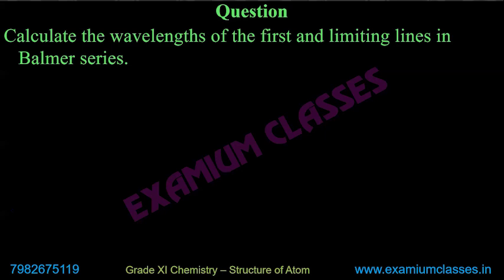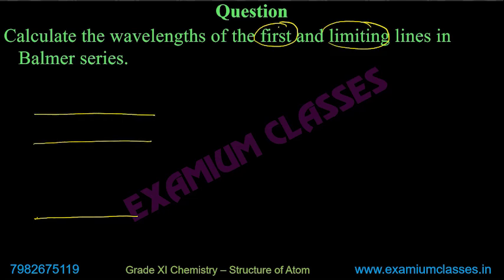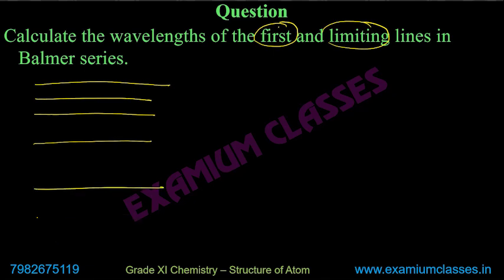Next question: calculate the wavelengths of the first and limiting lines. You already know the formula, or at least you should know the formula, for calculating the wavelength in the Balmer series, but you need to understand first and limiting. The first line in the Balmer series is that from any higher orbit, it should drop to second orbit.